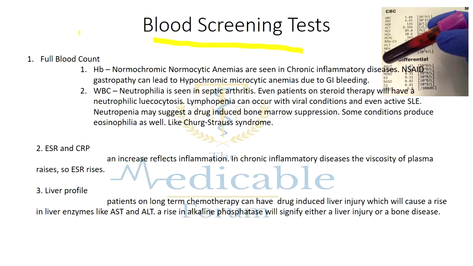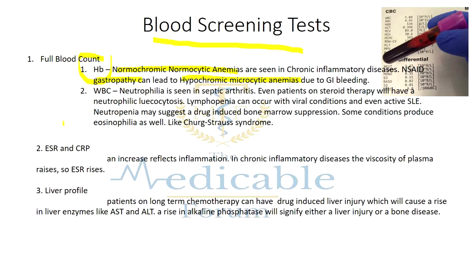When you take a full blood count, first of all, you look at hemoglobin levels. In patients with chronic inflammatory disease, you tend to see a normocytic normochromic anemia. Also, patients with rheumatoid arthritis, osteoarthritis and articular diseases take a lot of NSAIDs. So NSAID gastropathy can lead to GI bleeding and cause a hypochromic microcytic anemia.